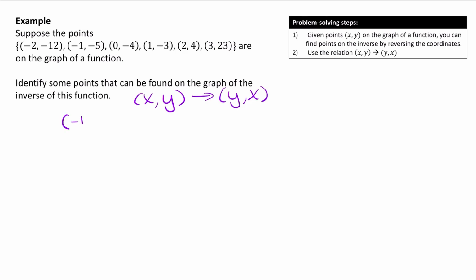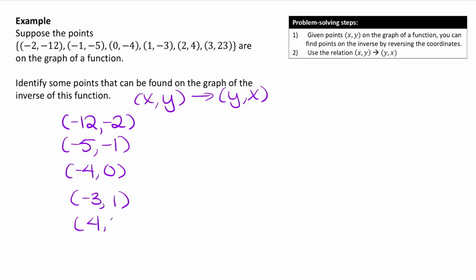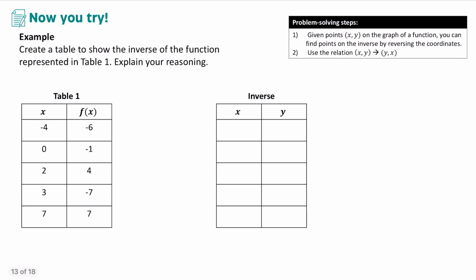So we're going to have the points (-12, -2), (-5, -1), (-4, 0), (-3, 1), (4, 2), and (23, 3). So these are all points that we can find on the graph of the inverse. So now you can go ahead and think about this question. Create a table to show the inverse of the function represented in table 1, and please explain your reasoning. So go ahead and pause the video and you can think about this question.